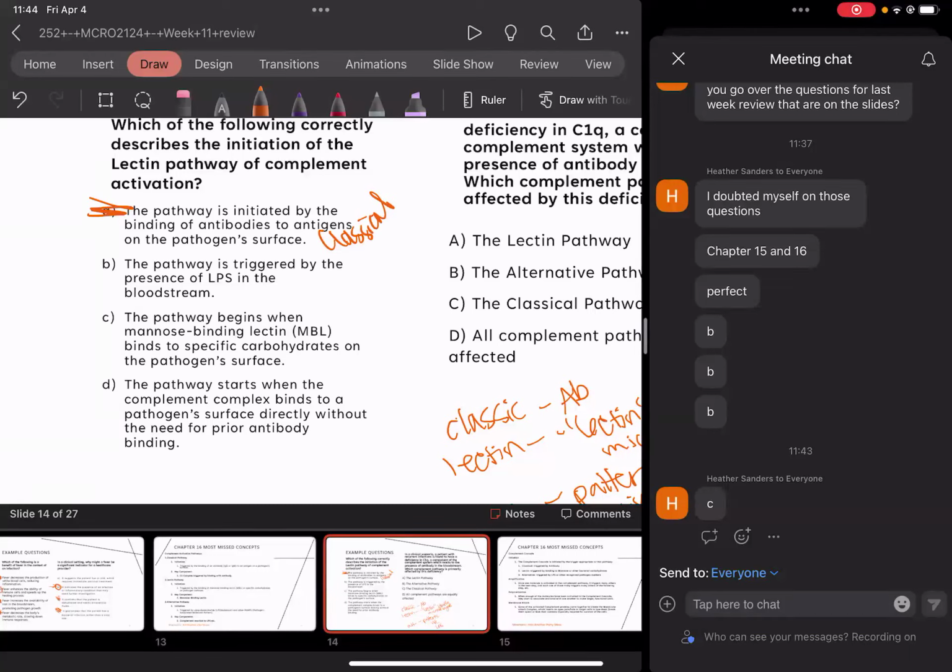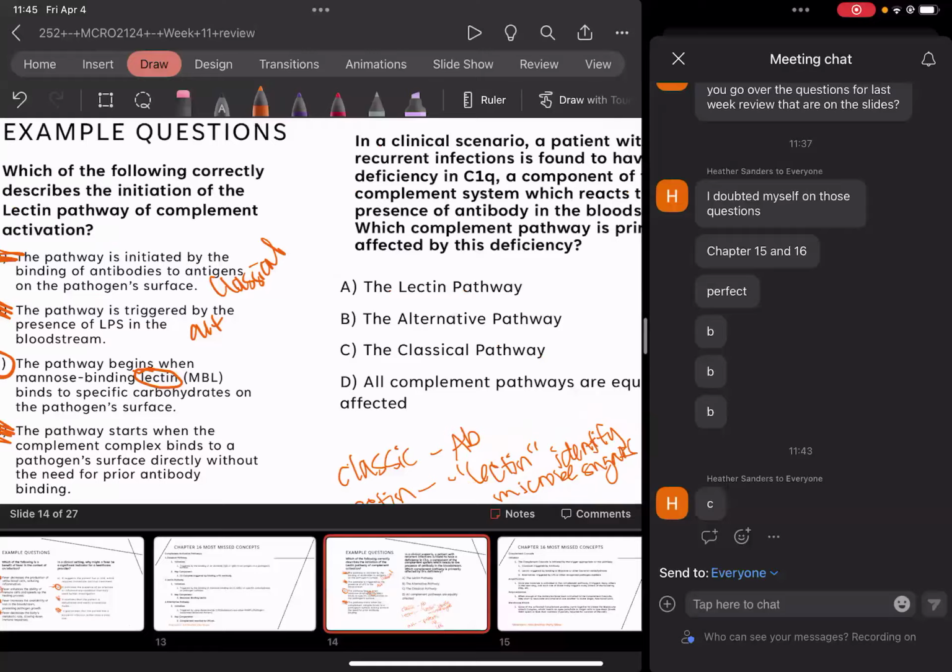Is it the pathway that is triggered by the presence of LPS? That's the alternative pathway. It is the pathway that begins with mannose binding lectin. Well, I mean, binds to a specific carbohydrate on the pathogen surface. Or is it the pathway that starts when a complement complex binds to a pathogen surface directly without antibody binding? This isn't what's happening. It's just confusing word salad. Okay.